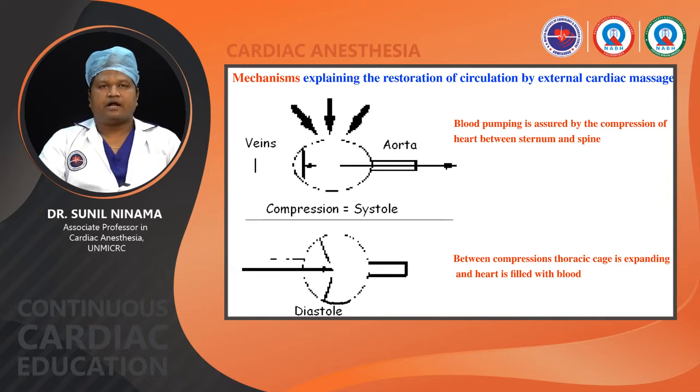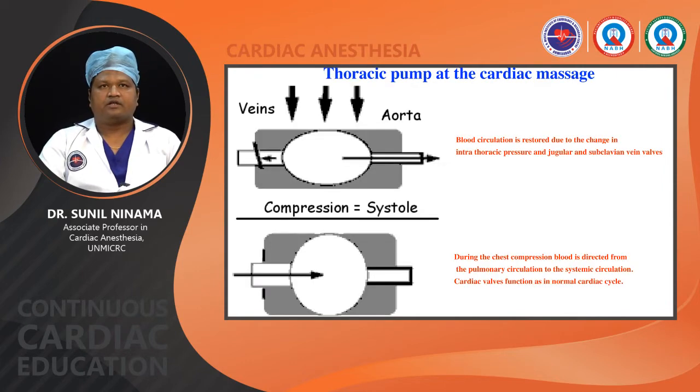There are two mechanisms for explaining the restoration of circulation by external cardiac massage: the cardiac pump and the thoracic pump. In the cardiac pump mechanism, blood pumping is assured by the compression of the heart between the sternum and the spine, while between compressions the thoracic cage expands and the heart fills with blood. In the thoracic pump, blood circulation is restored due to the change in intrathoracic pressure and the jugular and subclavian vein valves. During chest compression, blood is directed from the pulmonary circulation to the systemic circulation, and the cardiac valves function as in the normal cardiac cycle.